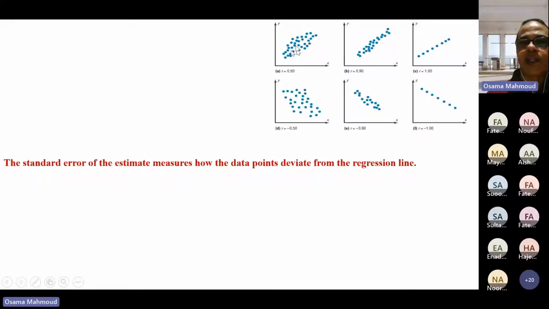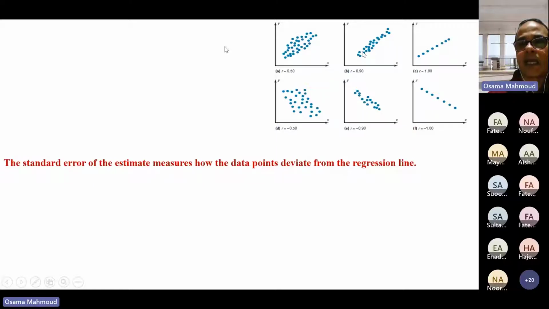Because first, I check from the scatter plot, I have a linear relation, but it is not strong, it is not moderate, because when you find the correlation coefficient, you will find it 0.5. And we agree, bigger than zero up to 0.5 will be a weak relation. In this case, it is a weak positive relation. In this case, the correlation coefficient is 0.9, so it is bigger than 0.7.